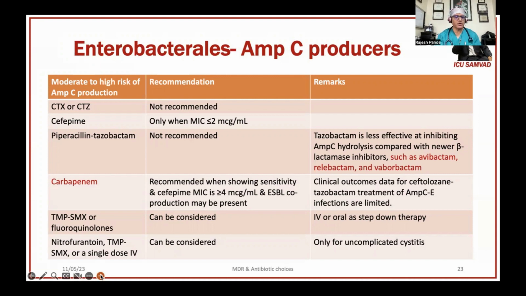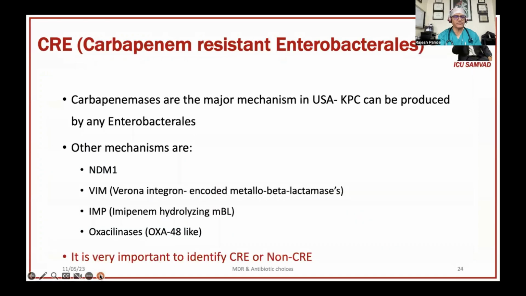Trimethoprim-sulfamethoxazole or fluoroquinolones can be considered, either IV or oral, as step-down therapy. Nitrofurantoin, trimethoprim-sulfamethoxazole, or a single dose IV agent can be considered, but only for uncomplicated cystitis.